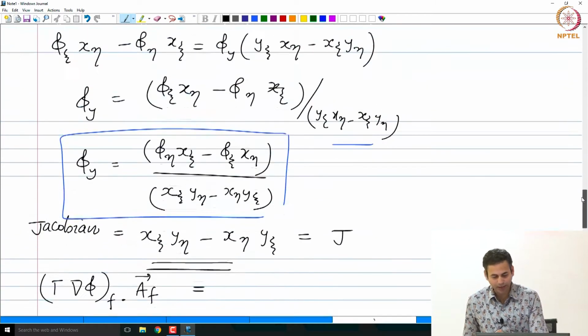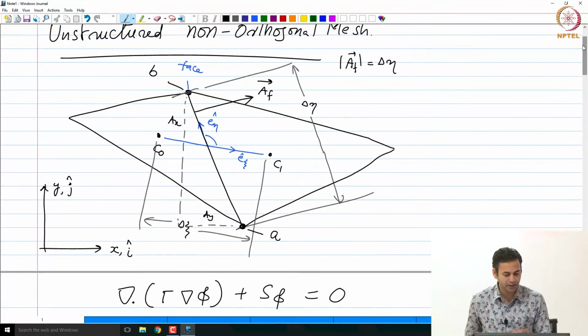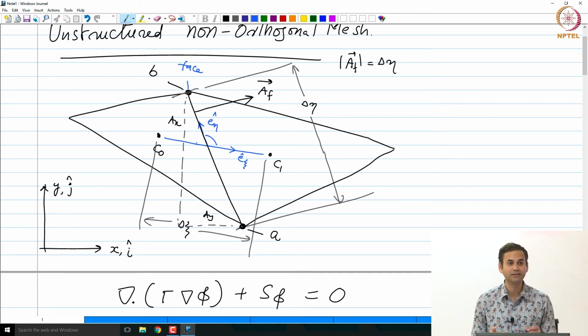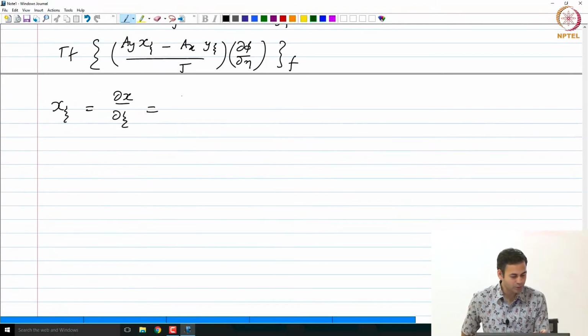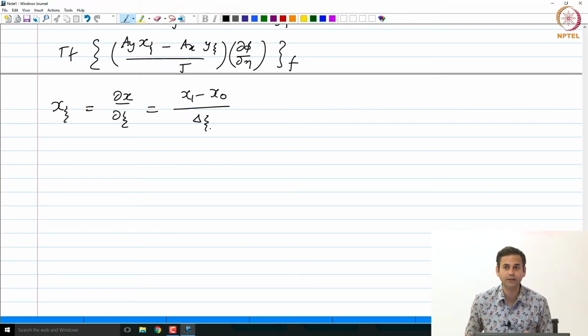So what would be partial x partial xi if you were to calculate it? I am calculating what is the x value at 1. How do I numerically calculate partial x partial xi? How do you calculate partial phi partial xi? Essentially, partial x partial xi would be x1 minus x0 divided by delta xi, with x1 here and x0 here. We are essentially relating the change of x with respect to xi. So that would be x1 minus x0 upon delta xi.